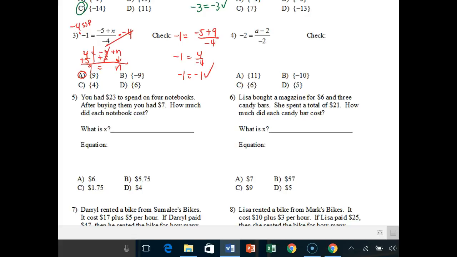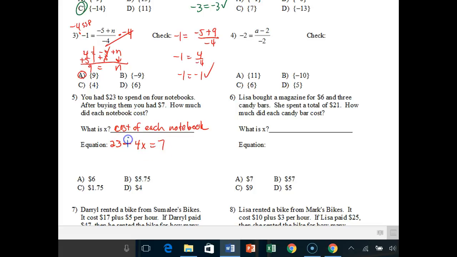All right, here, we're going to say first, what is x? So you had $23 to spend on 4 notebooks. After buying them, you had $7. How much did each notebook cost? So x is the cost of each notebook. And now I'll go ahead and write my equation. So I'll say I had $23. I spent, or subtracted, 4 times the amount of each notebook, which I don't know. That's my x. And I know I'm left with 7.